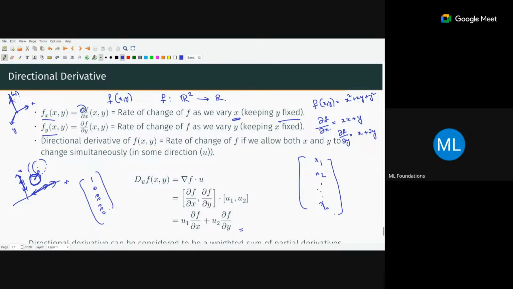Now I am changing both x and y simultaneously, and I want to see the rate of change of f in one particular direction, because the rate of change of f will not be the same in every direction. That is what I said, try to get the intuition. The change from this to this and from this to this is different.